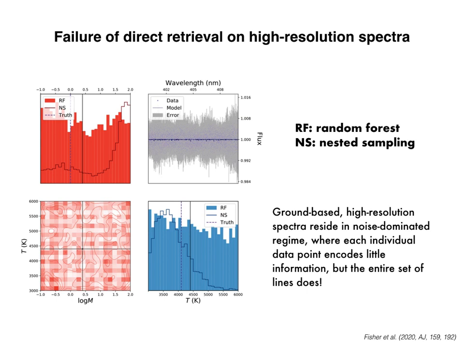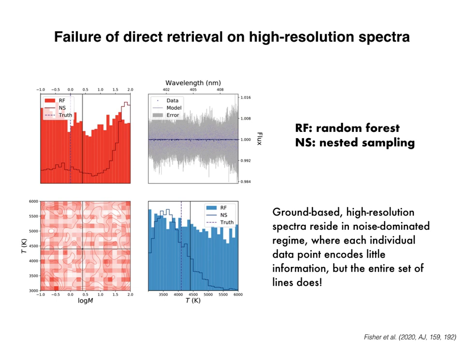So if you look at the top right panel, you will see that the simulated data points are in light purple, but the error is in gray. And you can see that for each individual data point, the error is much larger than the central value of the data point itself. And the model is given in dark purple. And you can see again that the features in the model are dwarfed by the size of the noise.